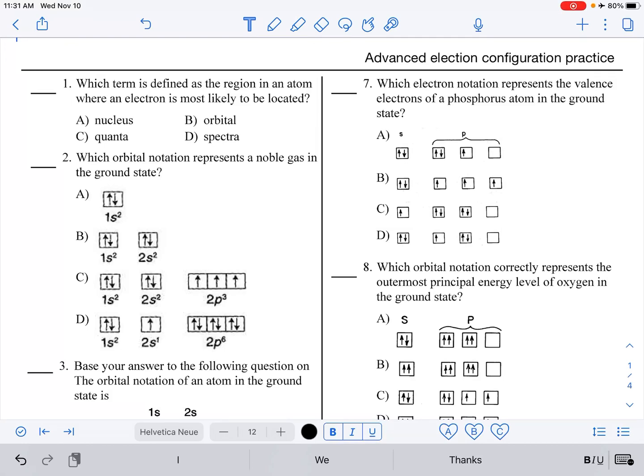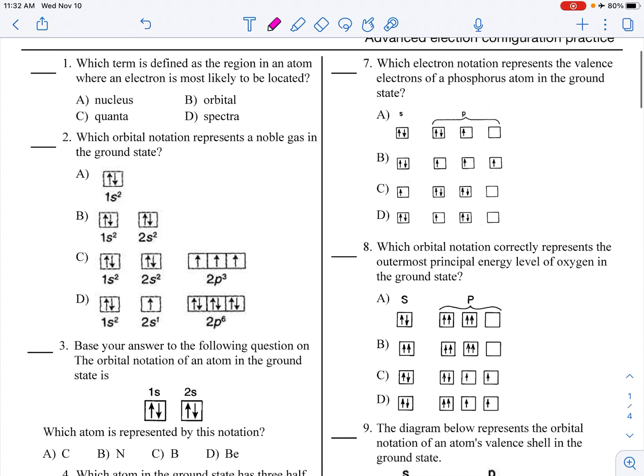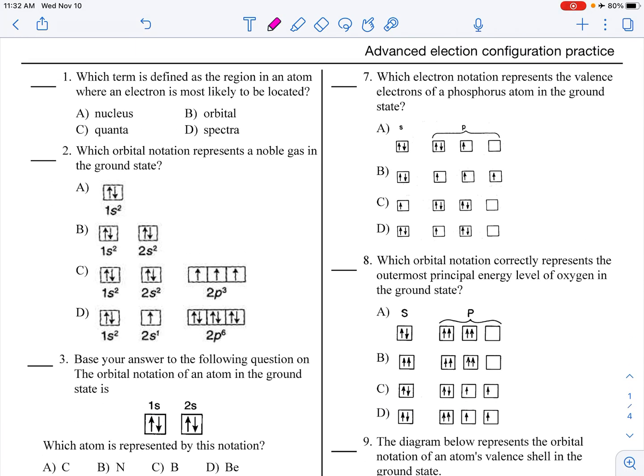Okay, welcome. This is some advanced electron configuration practice. So let's get out our large periodic table in the back in the honors section with the advanced electron configuration notation. All right, here we go. Which term is defined as the region in an atom where an electron is most likely to be located? Well, that's an orbital, the region of most probable location.